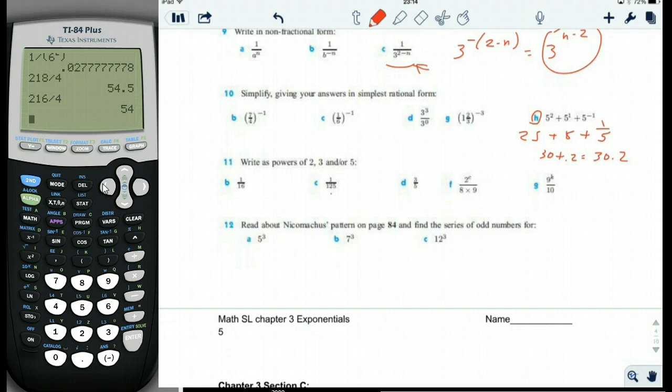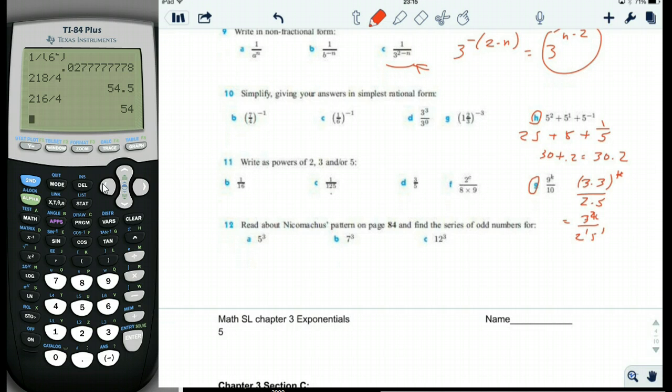Write as powers of 2, 3, and or 5. So we'll do number 9 here. Let's see, 9 to the k. We can write that as a power of 3, right? Because 9 to the k is 3 times 3 to the k. 10 is equal to 2 times 5, so we'll put that in the bottom there. That's pretty much done, right? If we want to put everything with powers, we could put 3 to the k times 3 to the k, which would be 3 to the 2k, divided by 2 to the first times 5 to the first, something like that.